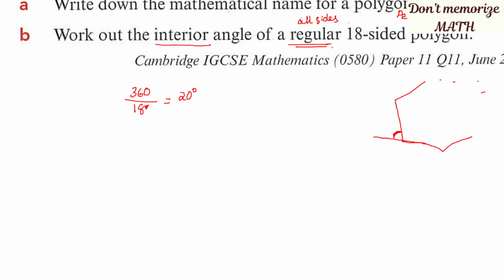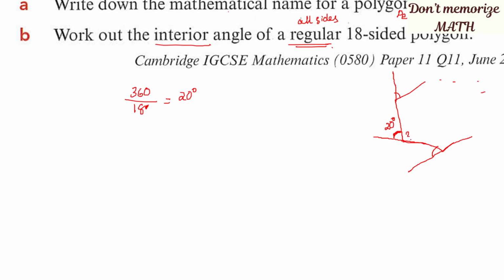adding all the exterior angles, if you are extending this side, this side, all the exterior angles sum will be 360. That's why we are taking 360 divided by the number of sides to find one of the exterior angles. So here the exterior angle we got is 20.